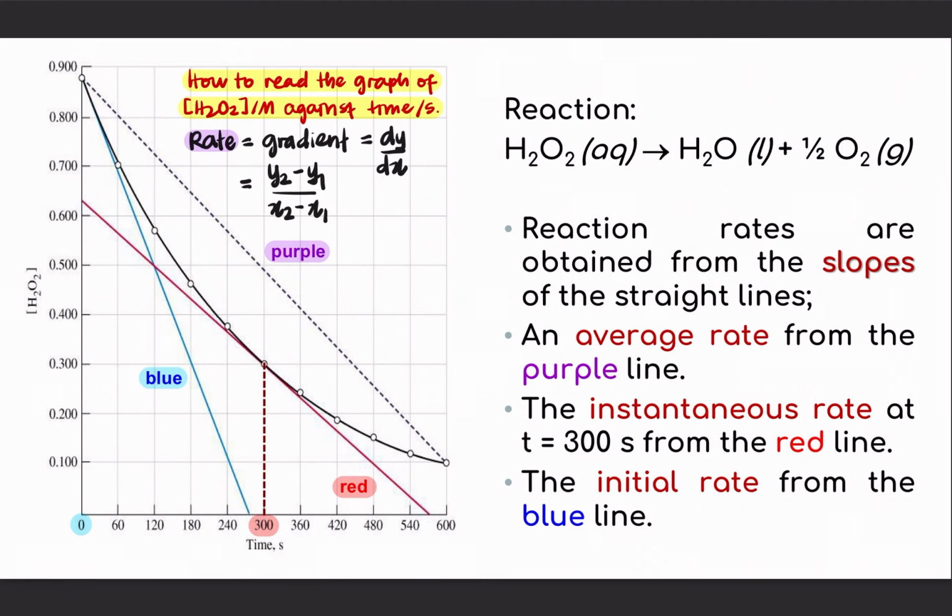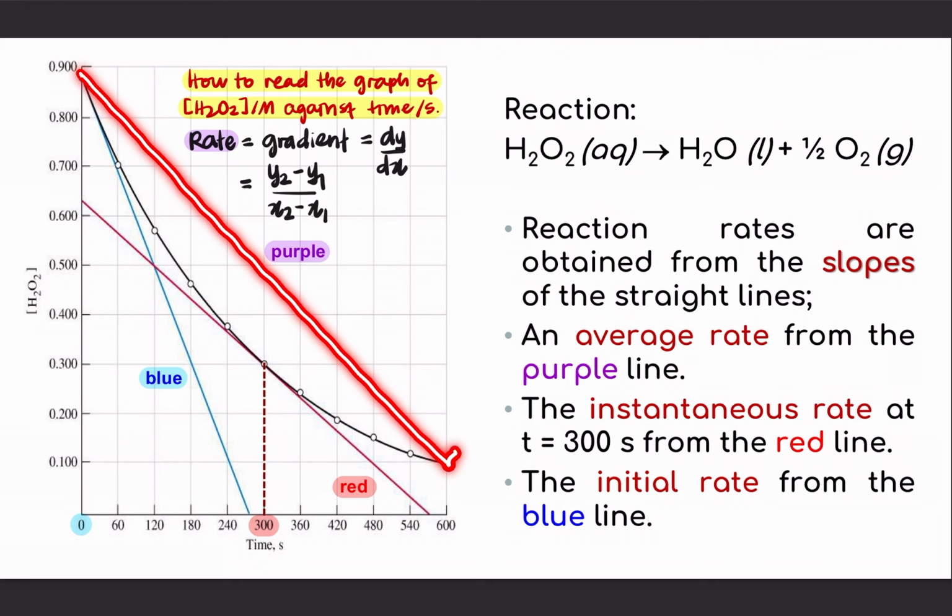So in this slide we will learn how to read the graph of H2O2 concentration against time. So right here we have the curve of the concentration against time. So basically you can see that the concentration is decreasing with time. So here we can see our purple slope here. This one gives the average rate of your reaction.